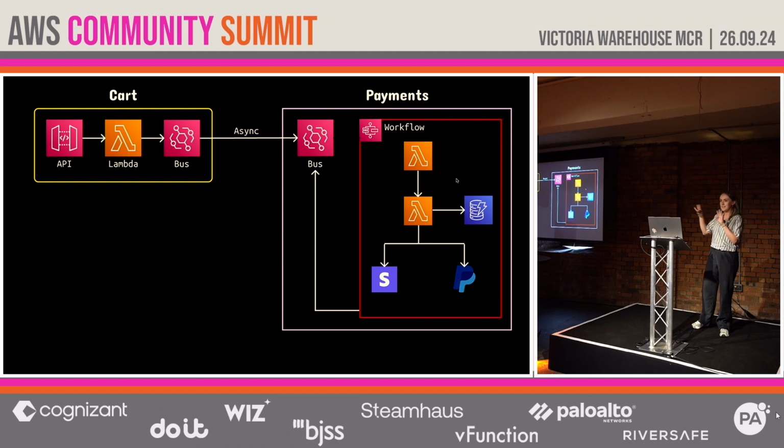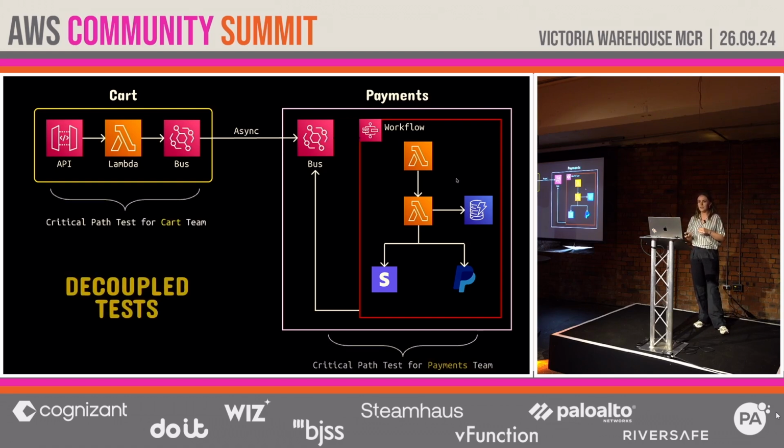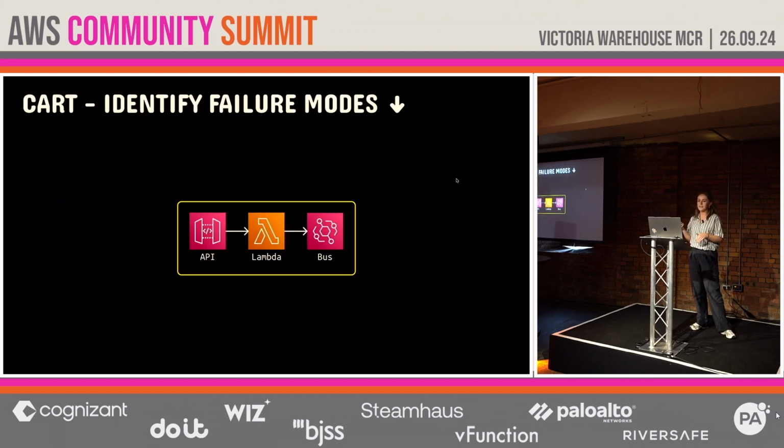Let's go a bit deeper into the cart and payments flow, which is our business critical flow. Firstly, we want to make sure that the tests are decoupled. So the cart team are looking after their cart tests, and the critical path for payments is being looked after by the payments team. Let's go into cart. I think the first thing to do is to take a step back, get away from traditional testing thoughts, and think about the failure modes that could happen. I know this is a really simple example, but it's a very common pattern, and you can apply it to other things.